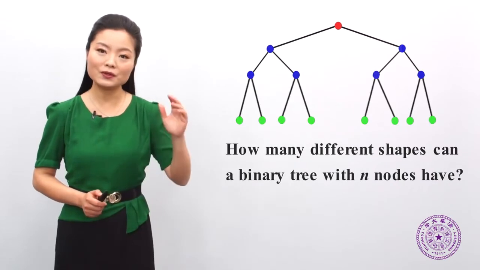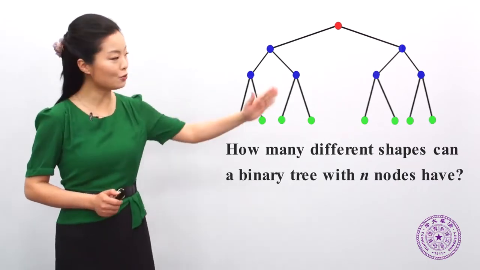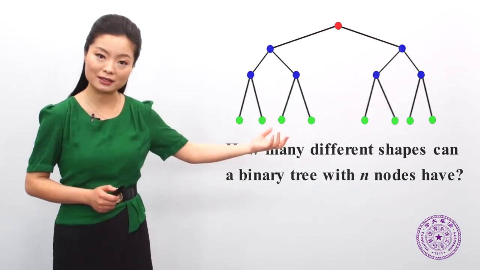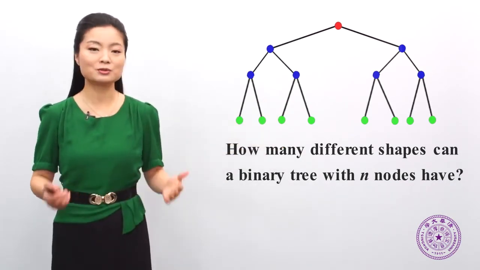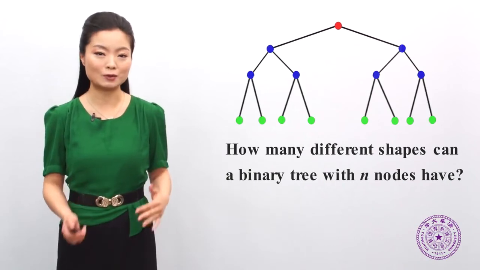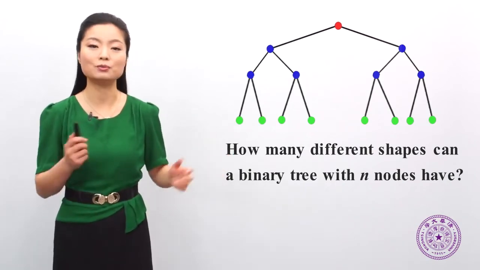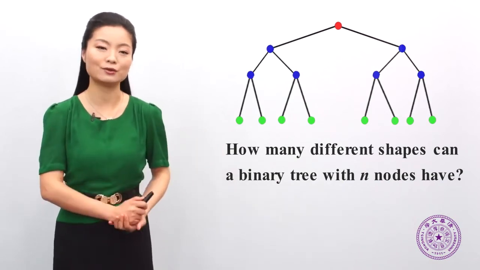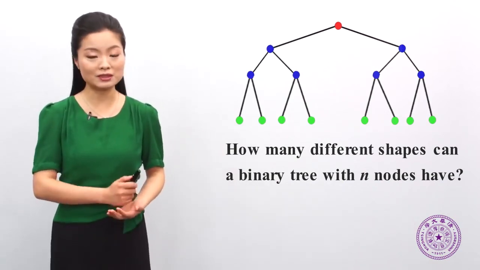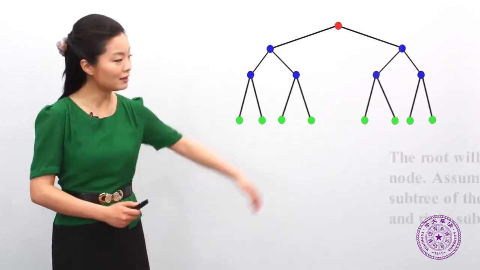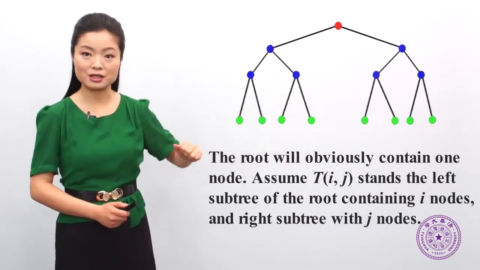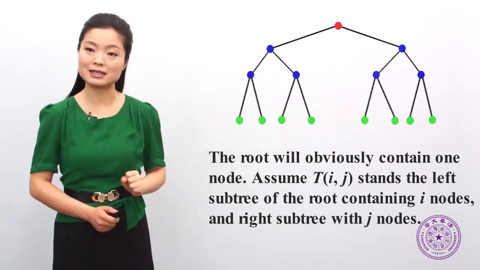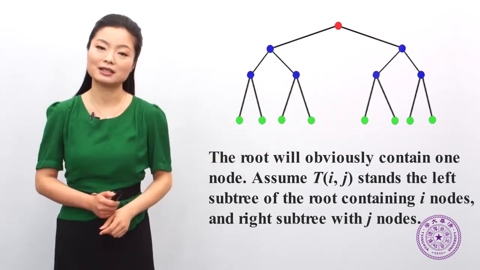For the root node to separate a tree into its left side and the right side, how many nodes should there be on the left and how many on the right to separate the binary tree into its left and the right parts? We can find the recurrence relation by using the multiplication principle. So if we use Tij to represent the partition from the root node, there will be i child nodes on the left and j child nodes on the right.